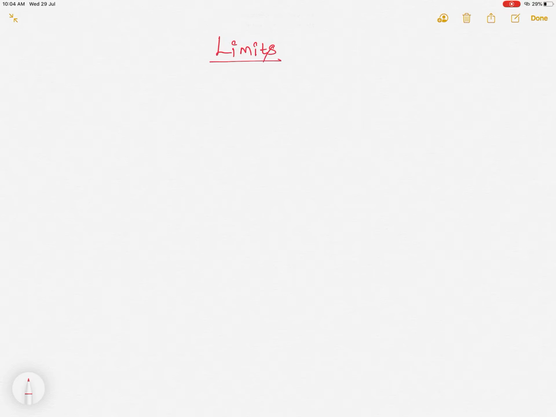Today we are going to learn about limits. What is the basic introduction we need to learn in limits? We will go through this. So now we'll start the limits.